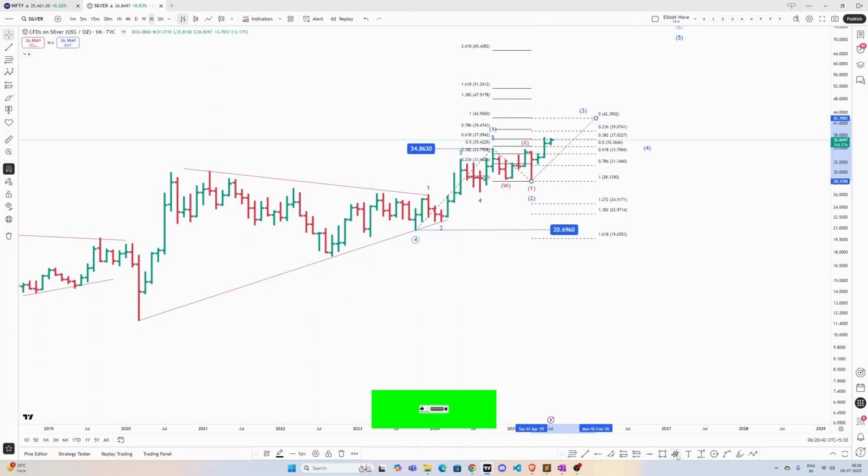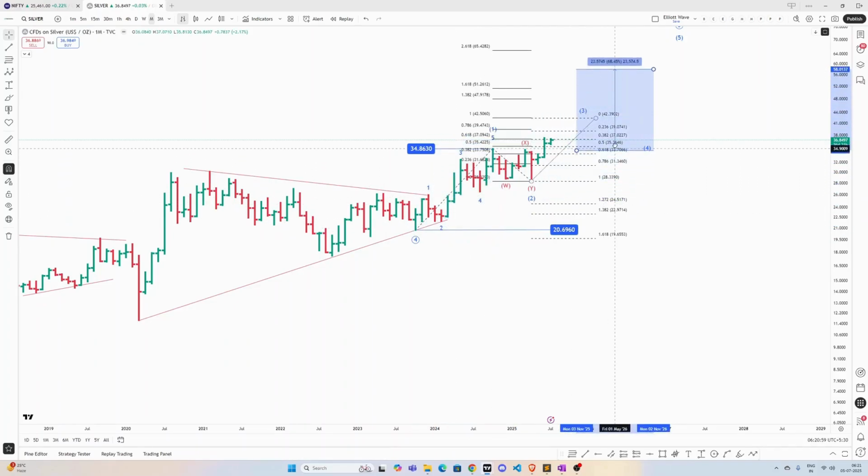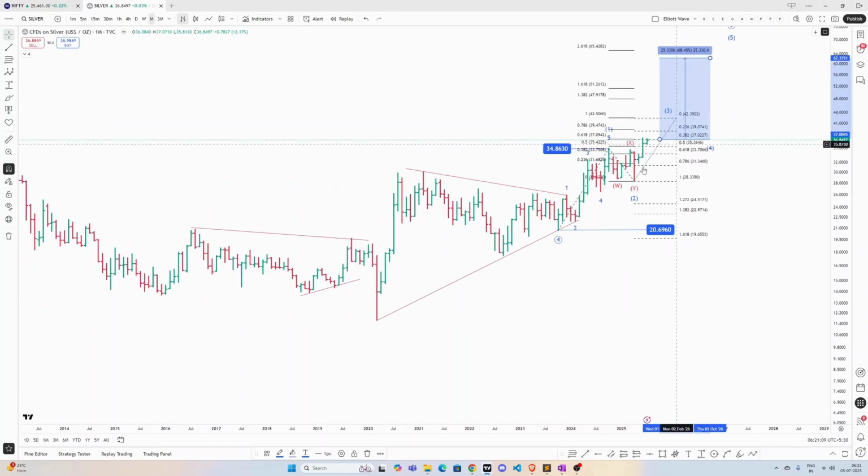And from this, if we take the size of this, let me first take the size of this from here, we can just copy paste it at the 38.2% level. So for wave 5, that gives us a target of 62.13, right? This is a very conservative target, because we are assuming that waves 1, 3 and 5 will all be equal.